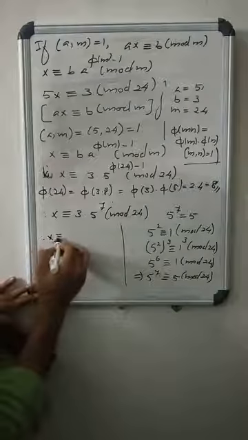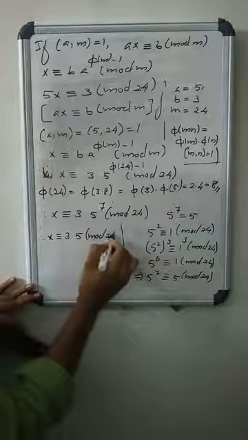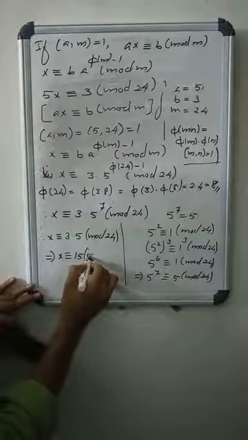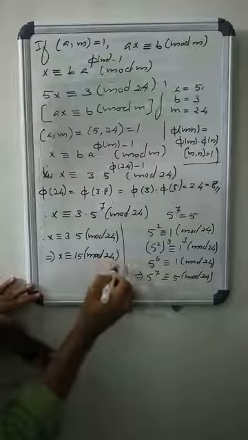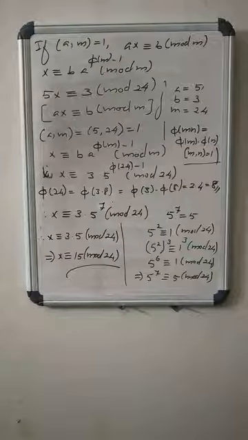Therefore x is congruent to 3 times 5 to the power 7, which is 5 mod 24. So x is congruent to 15 mod 24. This is the unique solution. Since a and m are relatively prime, it has a unique solution. Hence x is congruent to 15 mod 24. Okay.